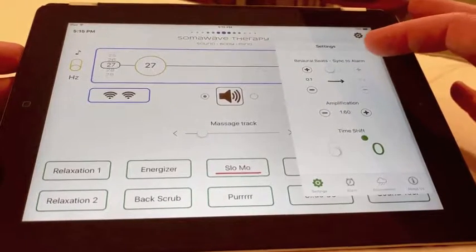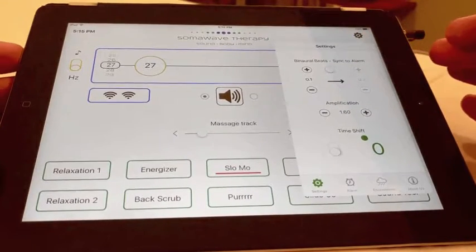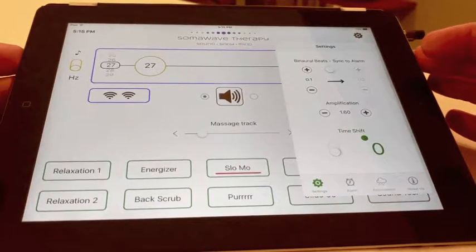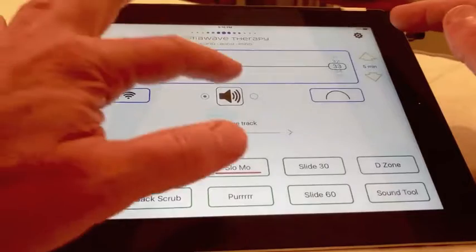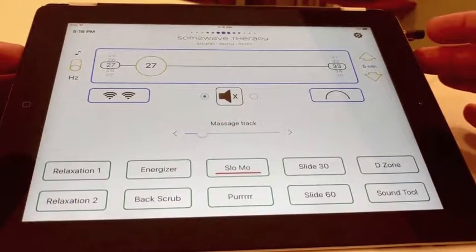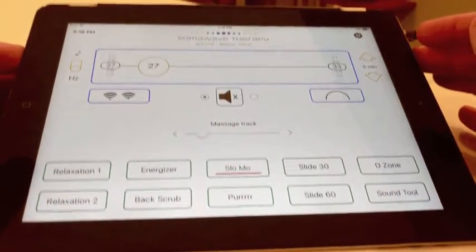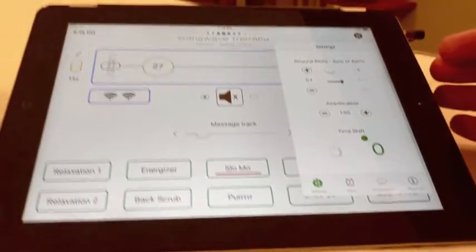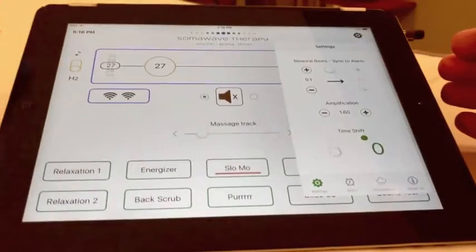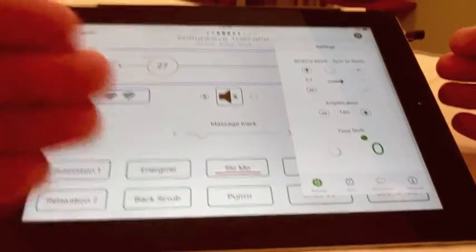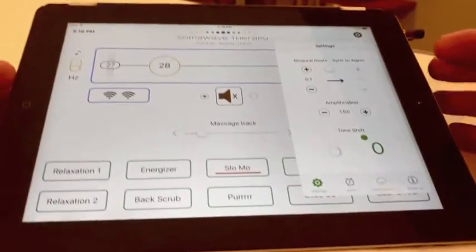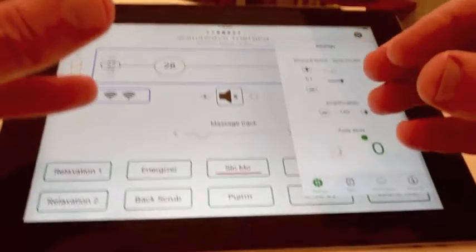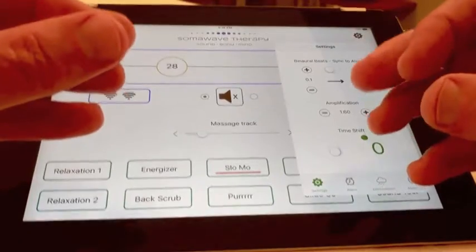And take a look here, binaural beats, 0.1. This is significant. I'm going to go ahead and turn it on here. 0.1 is ridiculously slow in terms of the wave that's happening between the speakers. I'm going to use my hands here to show.